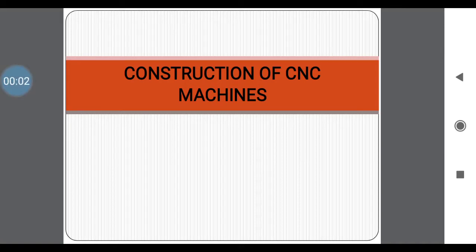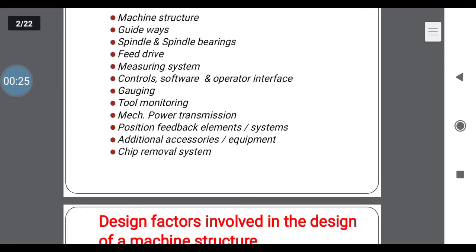Good morning, students. Today we discuss the construction of CNC machines. I already know the different types of NC machines which we are using in manufacturing: CNC, NC, and DNC. In this chapter, we will learn the construction parameters, how to design CNC machines, and the application of CNC machines in a manufacturing process.